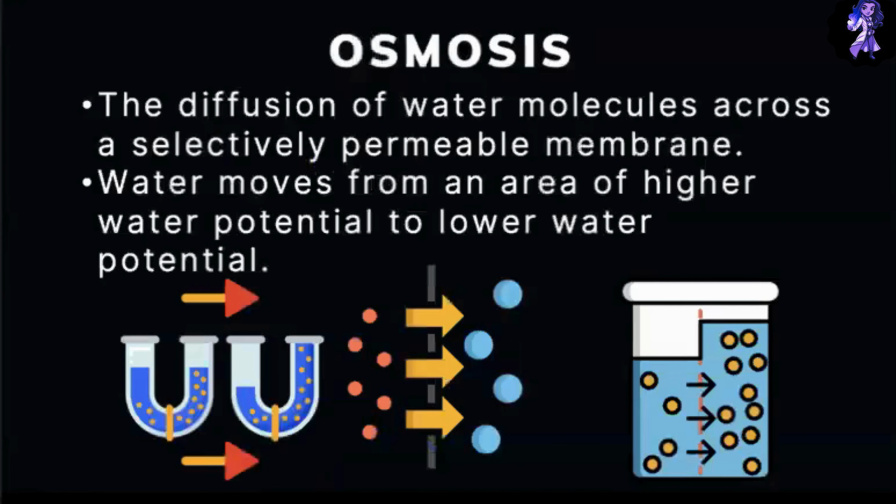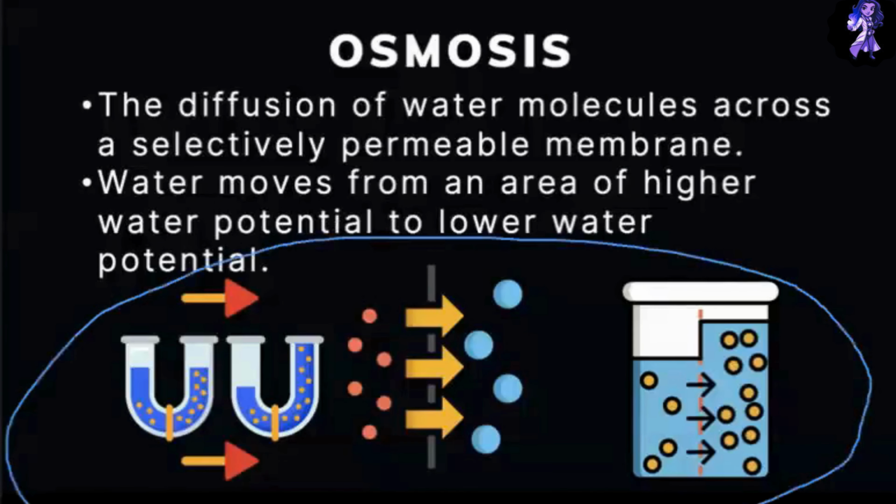Now, instead of the substances moving, we can have water that's moving, and that's called osmosis. And we spoke about that before. With osmosis, you're moving from areas of higher water potential to areas of lower water potential. And usually you see it on the AP biology exam in three forms.